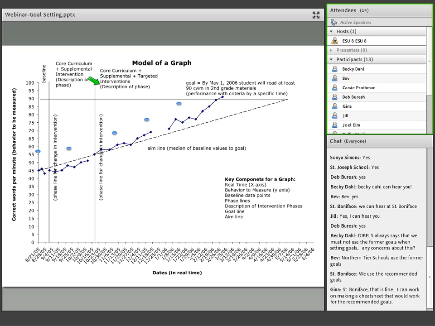Okay, and then here they made another phase change line. So another change that they made. And the reason that it's so important is that when we look at the data, we can see here the student was kind of following their aim line, but they changed something again here. They added targeted interventions. And so with those targeted interventions, the student even started making more progress. And so we can say that it's probably because of those interventions. So it was really important that those lines are on the graph.